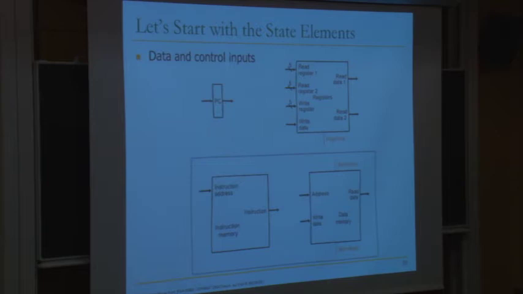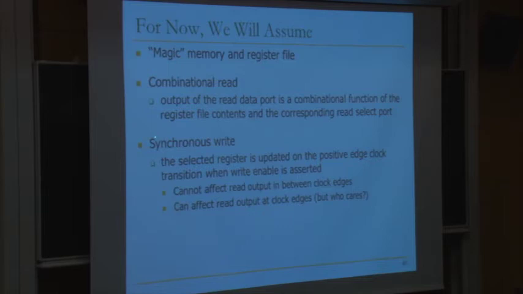So we will assume you have magic memory and register file, which means that you have a combinational read. The output of the read data port is a combinational function of the register file contents and the corresponding read select port. So you don't have sequential waits. Similarly for memory, the write is synchronous: the selected register is updated on the positive edge of the clock transition when write enable is asserted. Basically, you cannot affect the read output in between clock edges.